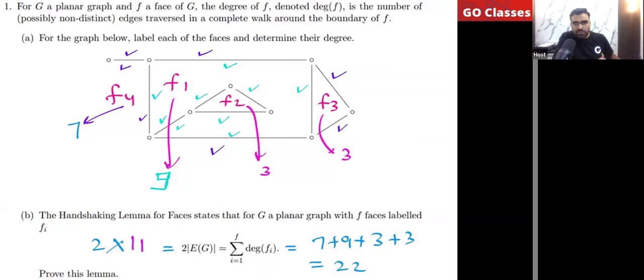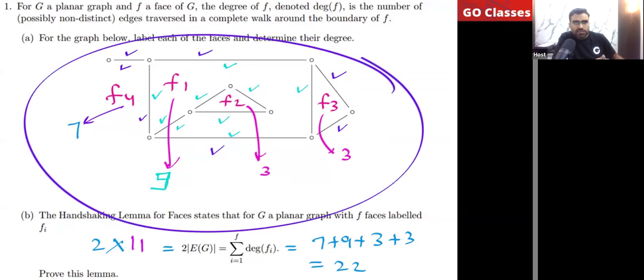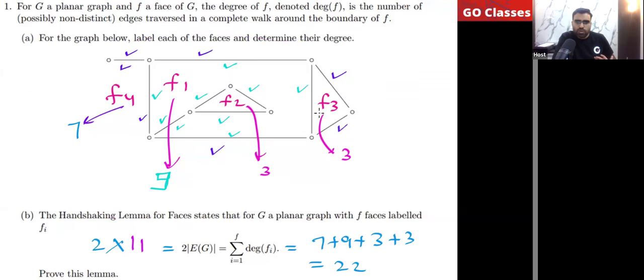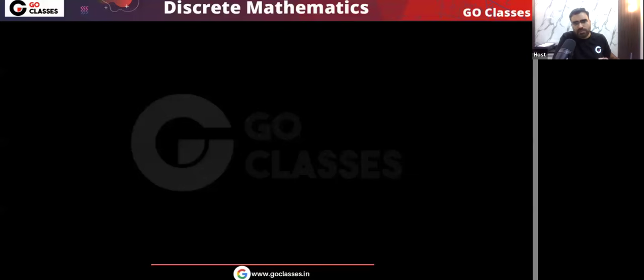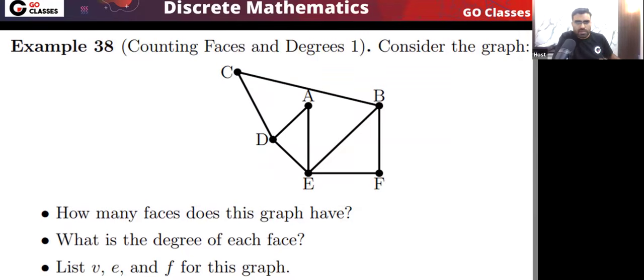And tell me, how many faces of odd degree are there in this number of odd degree faces? That is 4, that is even. Yes or no? Number of odd degree faces will always be even. This we have already seen.